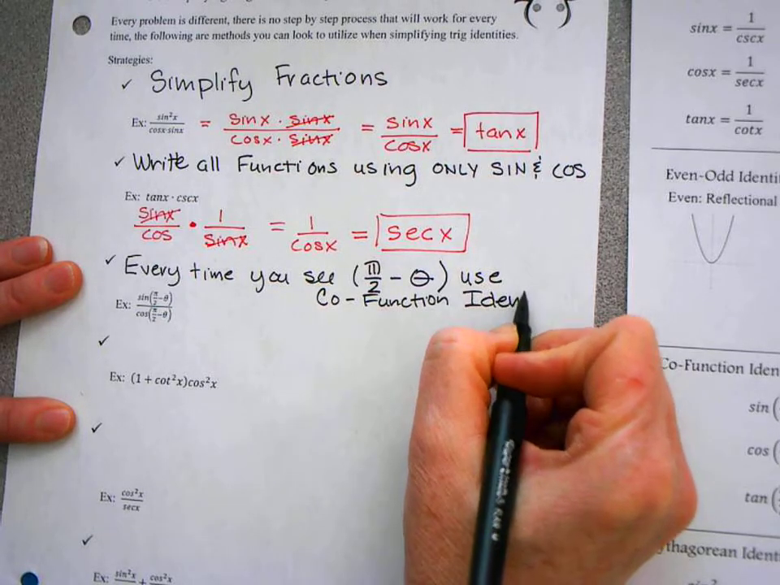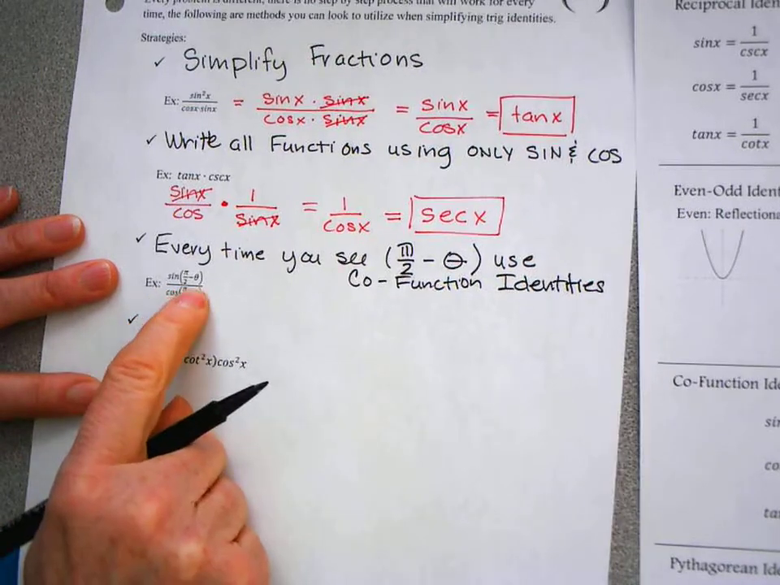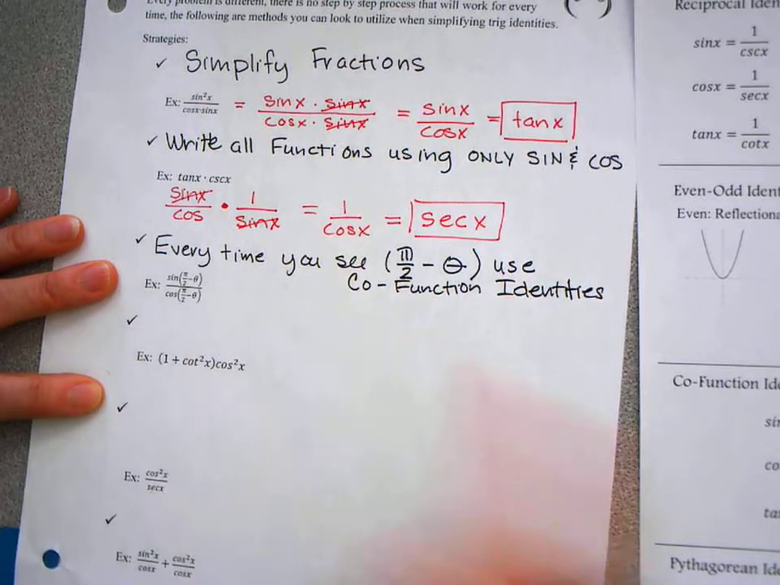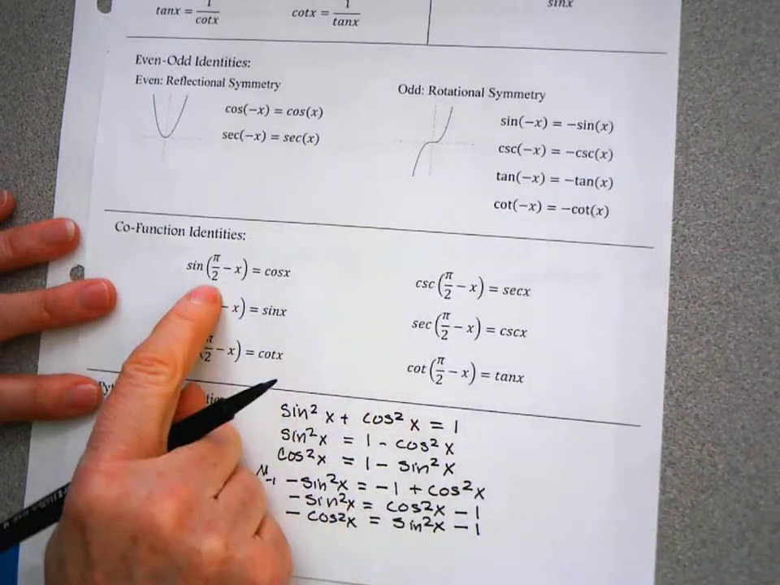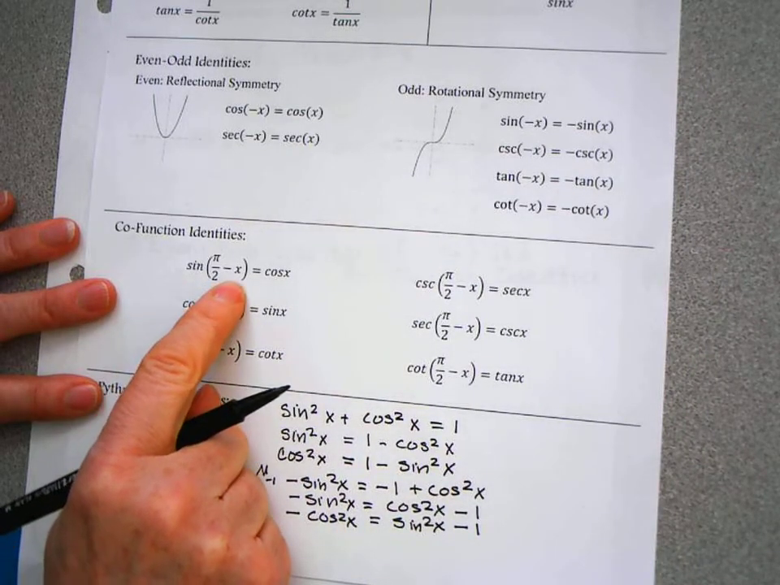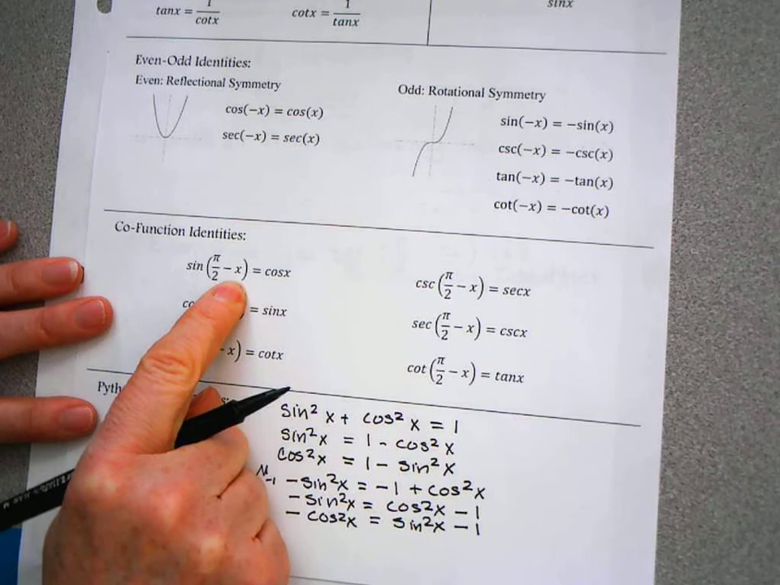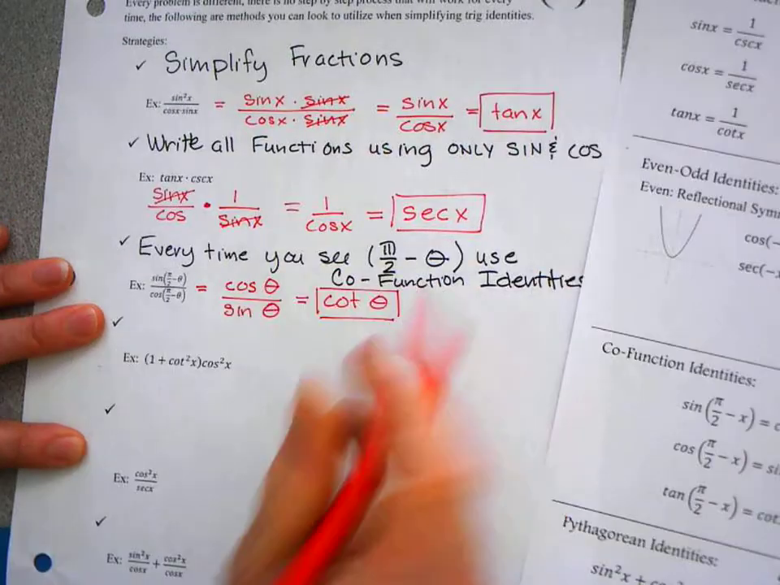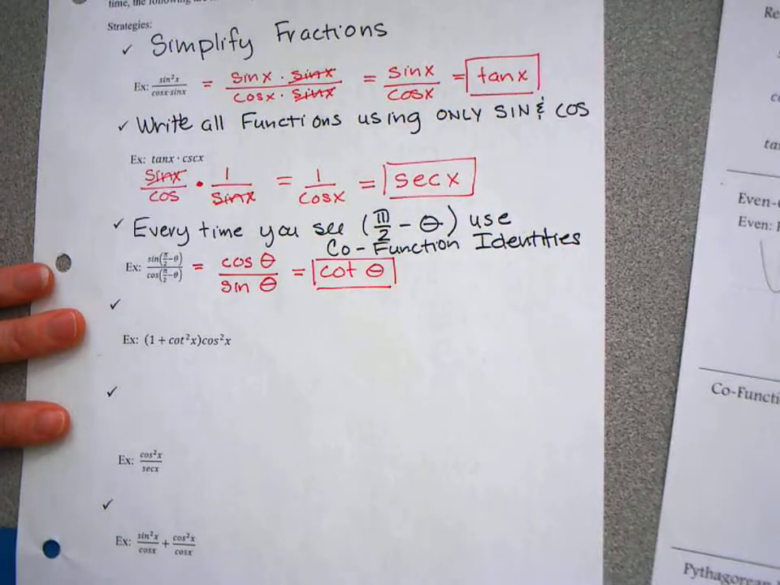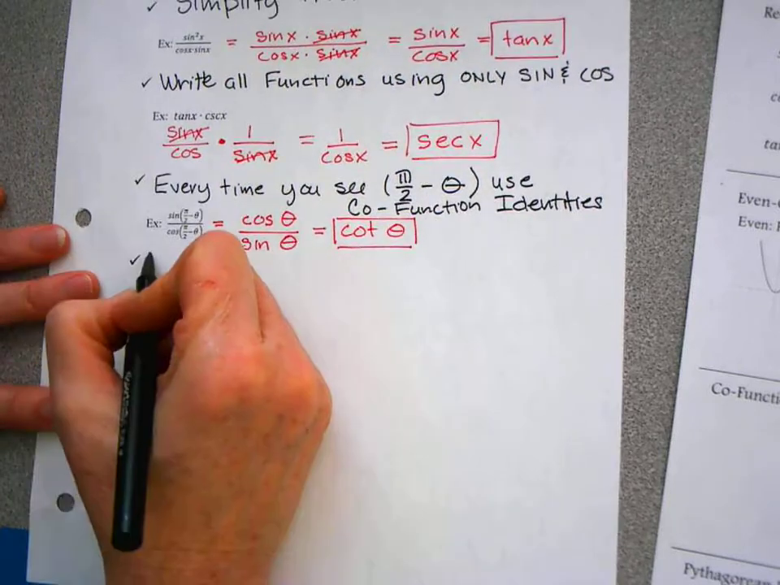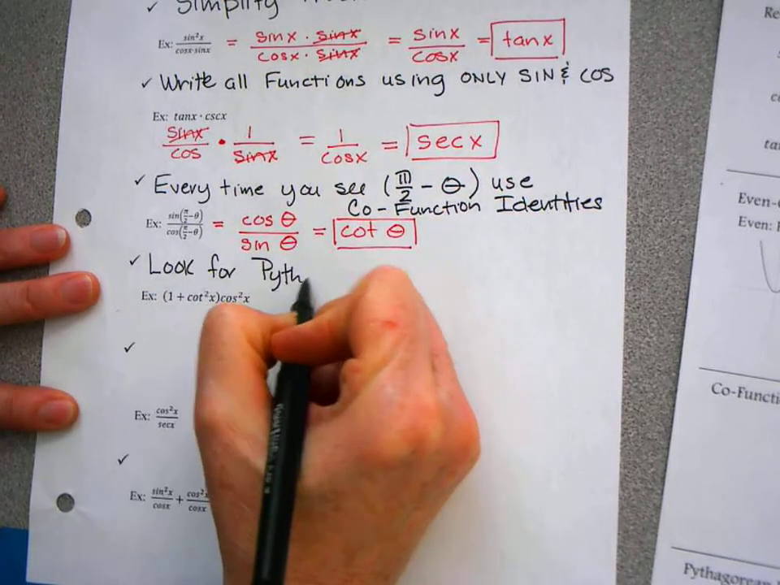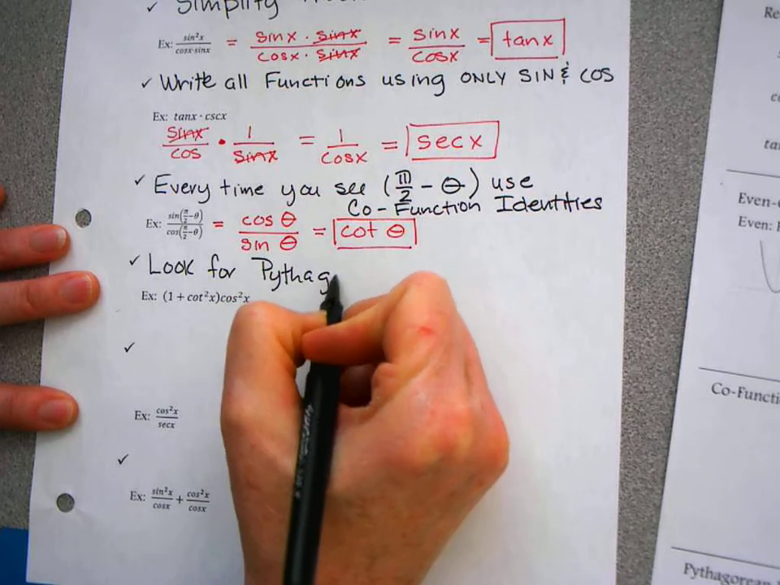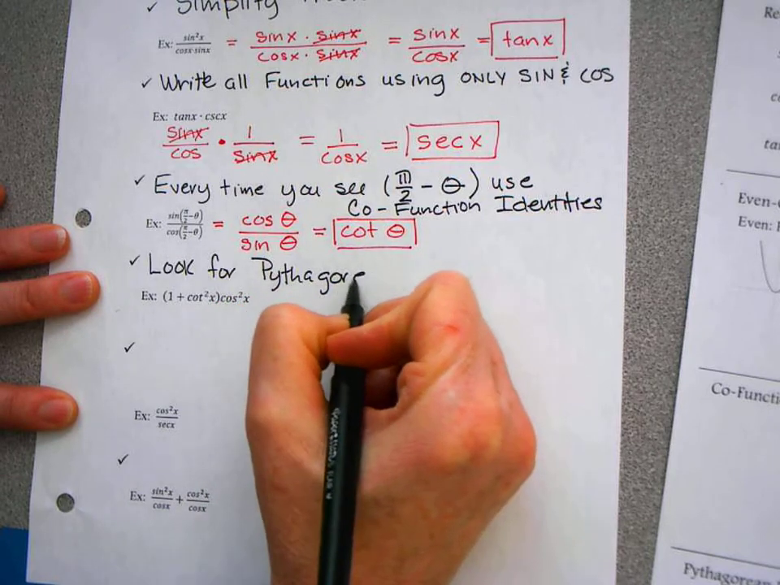Well, let's see what it is. So I want pi over 2 minus theta. What is equivalent to the cosine? Look at my sheet and I say, oh, well, the sine of pi over 2 minus x, and theta and x are the same, just a variable, is equivalent to just the cosine of x. I've simplified. Remember, next we can look for Pythagorean identities.